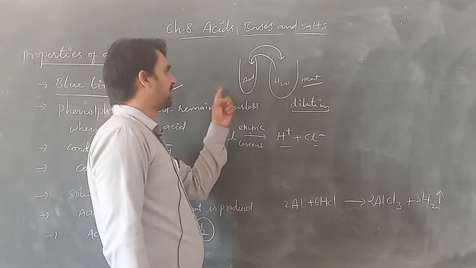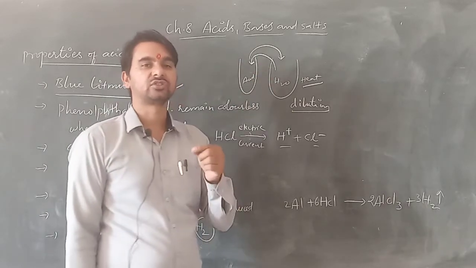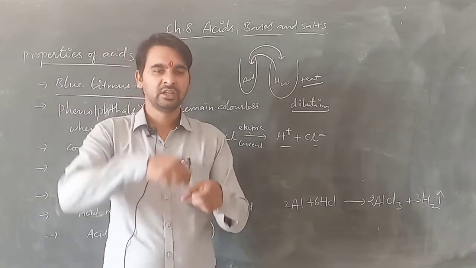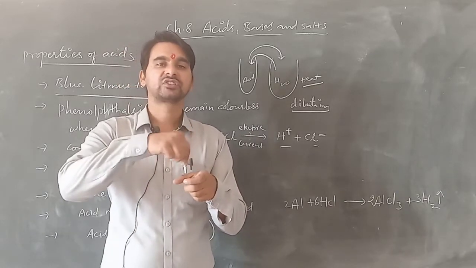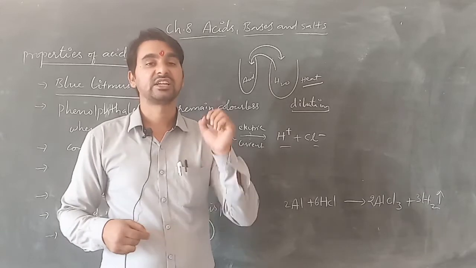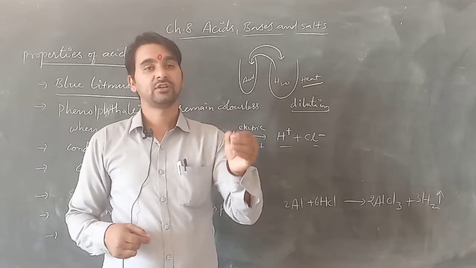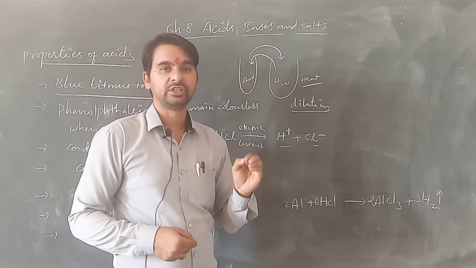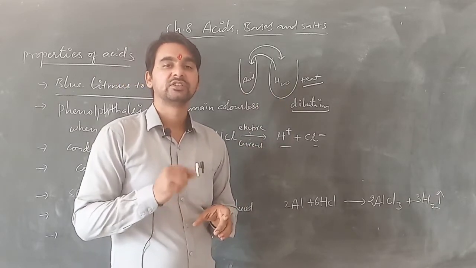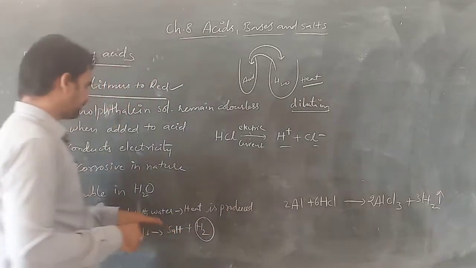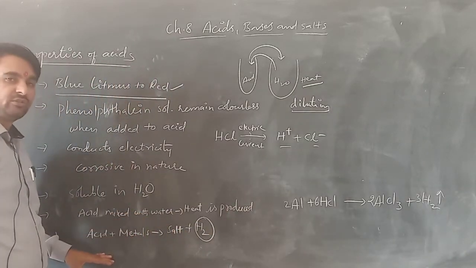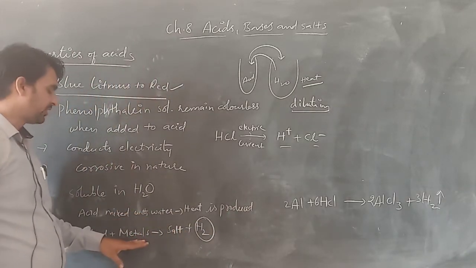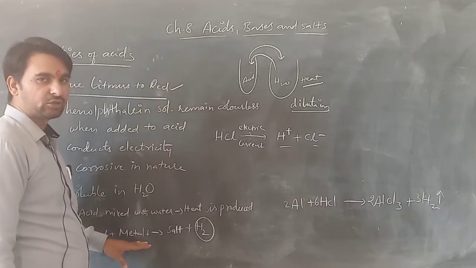That's why we have to add acid to the water slowly, drop by drop, and then we have to stir it properly. That is the correct way of dilution. So the correct way of dilution is adding acid to the water slowly, drop-wise, with continuous stirring. Got it?